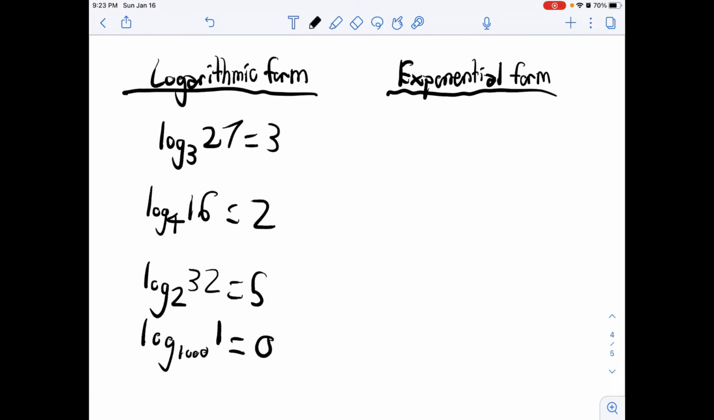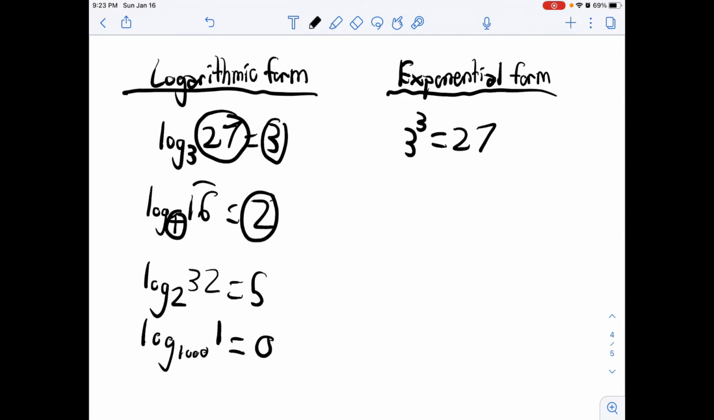Now let's practice converting from logarithmic form to exponential form. Let's try the first example. Log base 3 of 27 is equal to 3. So we know that 3 is our base, and this 3 is our exponent, and this 27 is the answer that we get. So we have base 3 to the power of 3 equals 27. Now the second example. 4 is our base, 2 is our exponent, and then 16 is our answer. So 4 to the power of 2 equals 16.